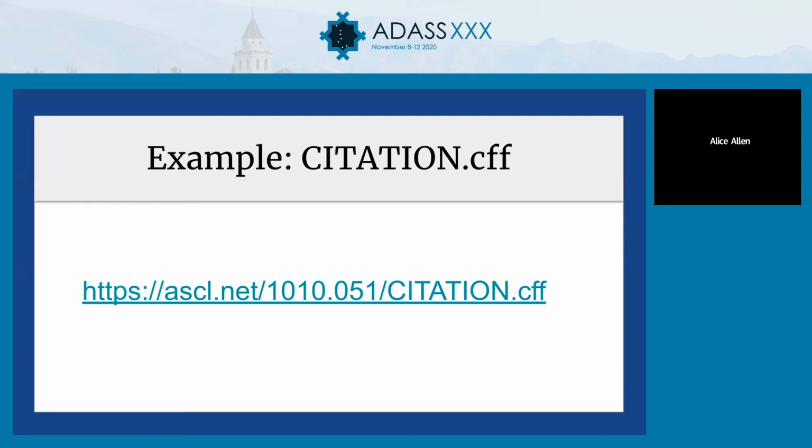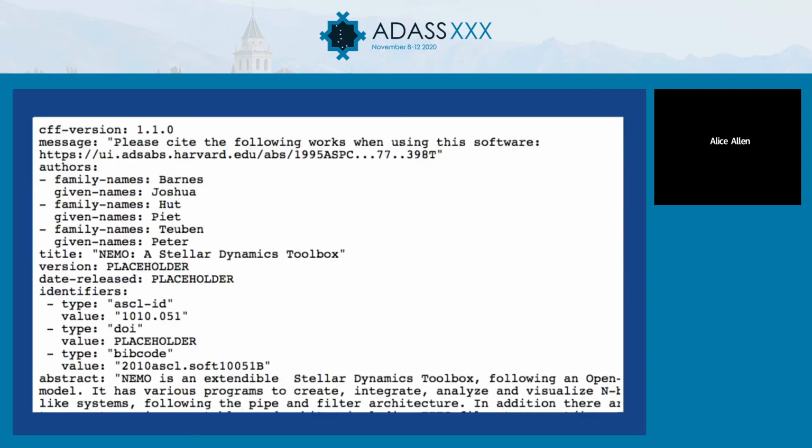So let's look at an example of citation.cff. You just add /citation.cff to the ASCL ID and you get this. Notice that this is a little bit more readable, a little bit easier to write, and the citation is very clear at the top with the message, please cite the following works when using this software. Bam, it's right there. It's very clear.